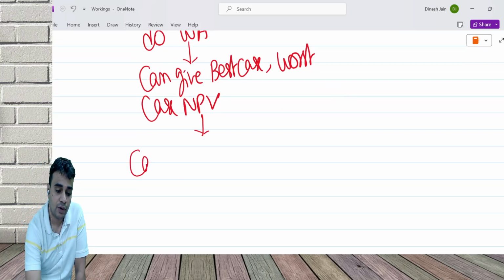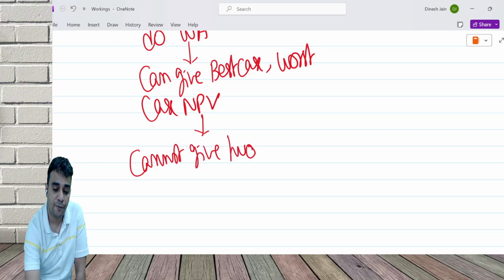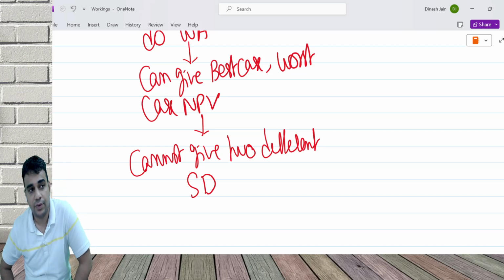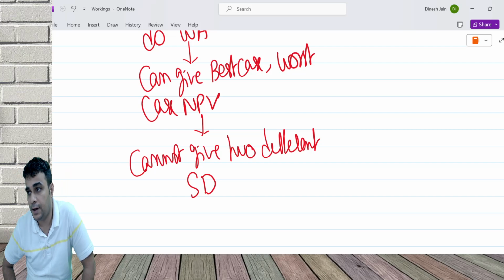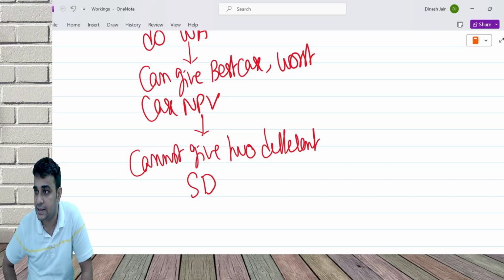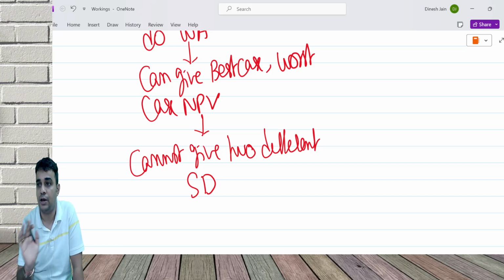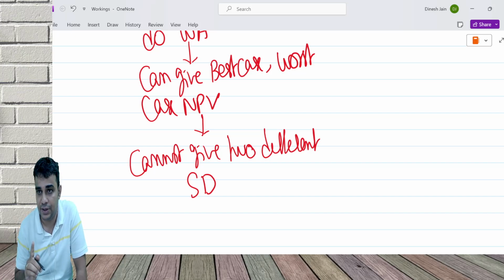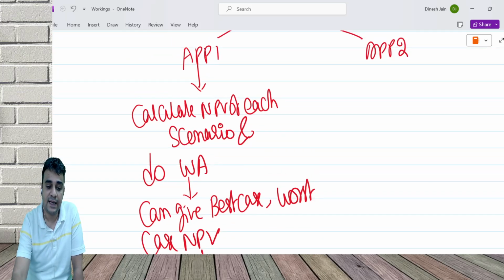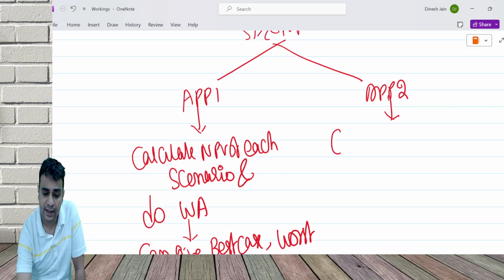It cannot give two different standard deviations. That is, you cannot tell me the SD if cash flow is dependent and the SD if cash flow is independent. This approach cannot give me that. It can only give me one standard deviation, but it can give me something called best case NPV, worst case NPV. What is the utility of this? You'll understand.